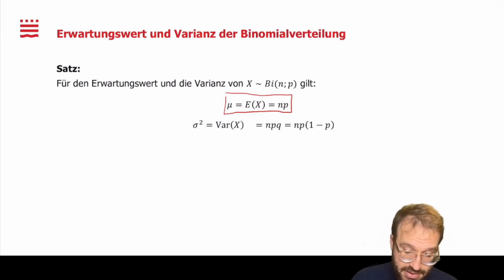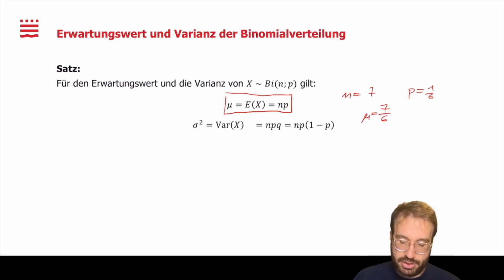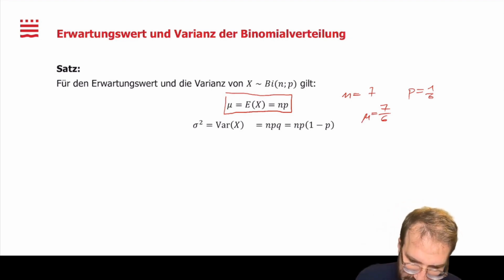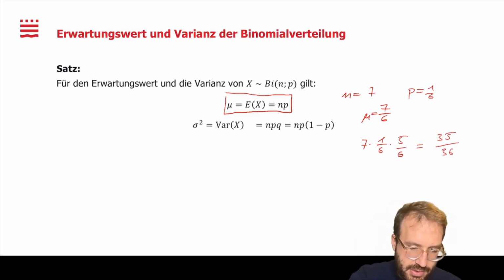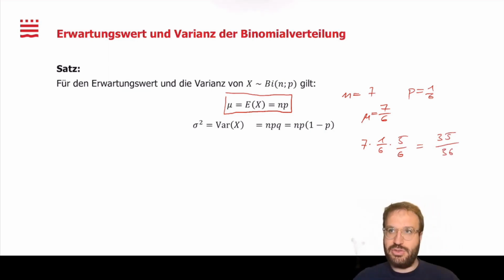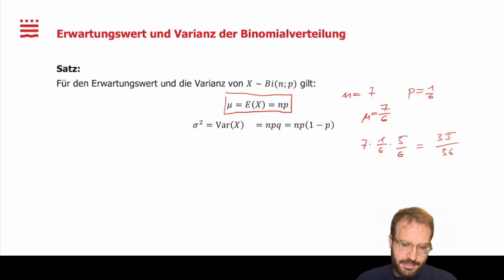So in our example, for instance, n is equal to 7 and p was equal to 1/6. So 7/6 is the expected value, which is just a bit over 1. So it's really simple. And the variance is also very easy to calculate, namely n times p times q, which would then be 7 times 1/6 times 5/6. And then we have 35/36, so close to 1. The binomial distribution is tricky in terms of the probability distribution, but when it comes to calculating the expected value and the variance, it is easier.